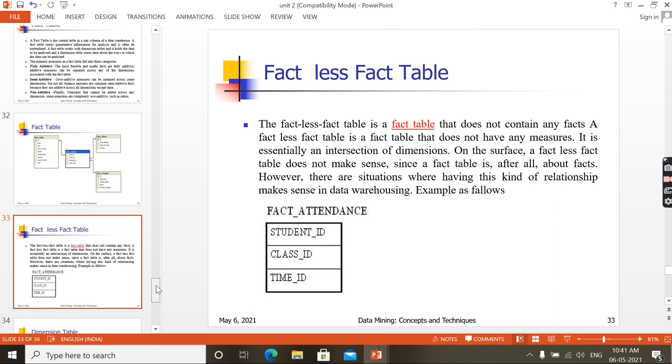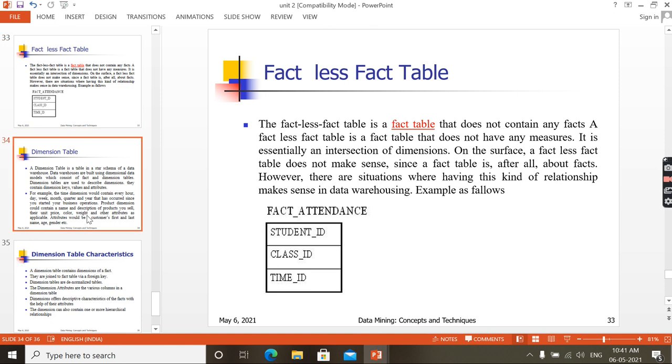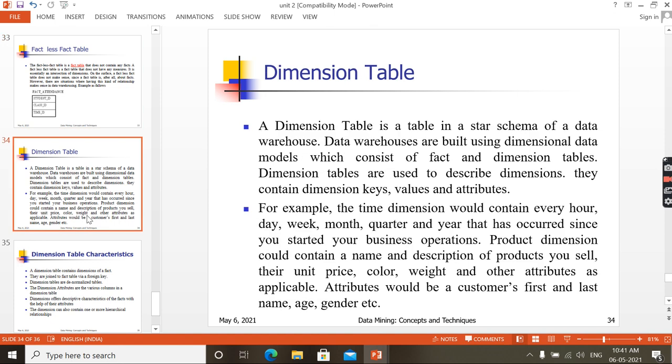What is meant by a dimension table? A dimension table is a table in a star schema of a data warehouse. We can see dimension tables around the fact table. The fact table is connected to dimension tables using keys. Data warehouses are built using dimensional models, which consist of a fact table and dimension tables.